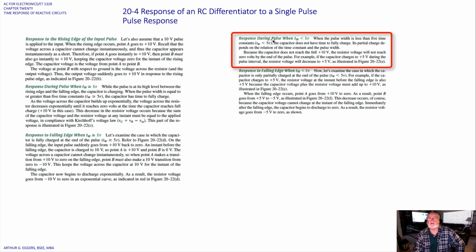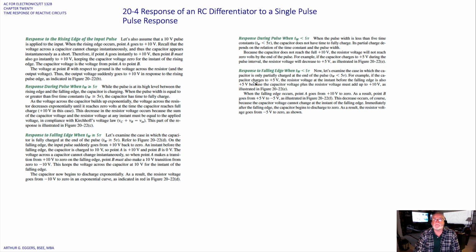So if we look at then the response during a pulse when the pulse width is less than 5 time constants, the capacitor does not have the time to fully charge. Its partial charge depends on the relation of the time constant and the pulse width. Because the capacitor does not reach a full 10 volts, the resistor voltage cannot reach 0 volts by the end of the pulse. Okay?